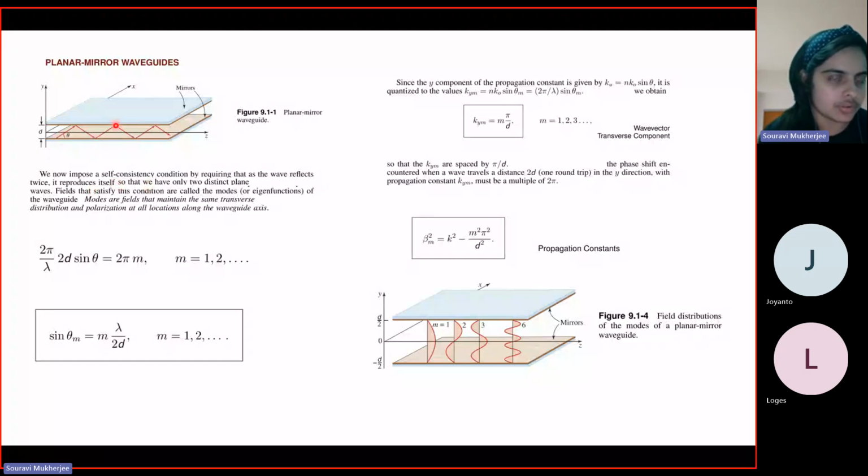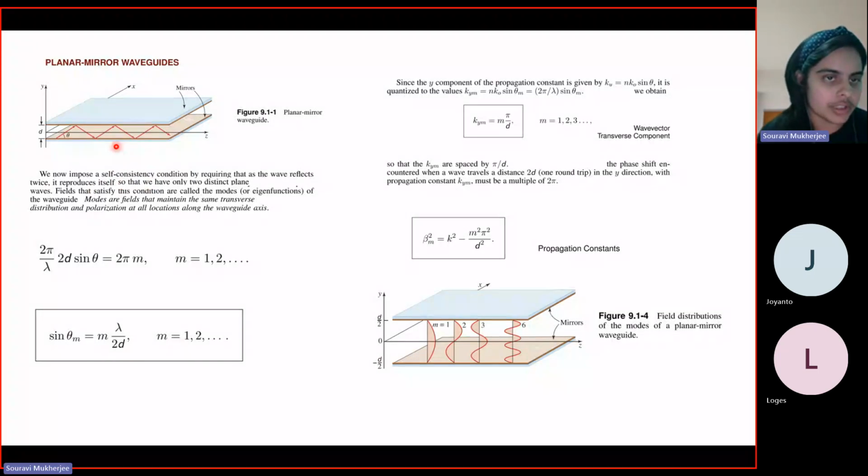Again, it has two reflections. Again, the wave here is the same as what you had here and what you had here. So this self-consistency condition assures that your wave is actually transmitting properly.